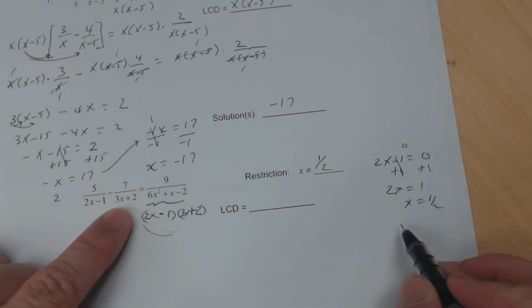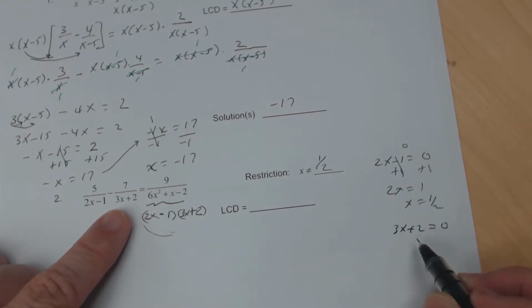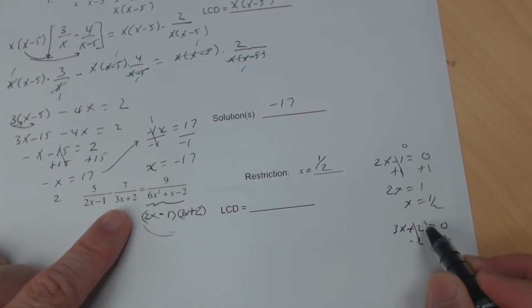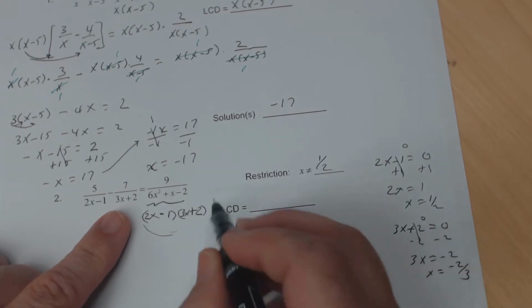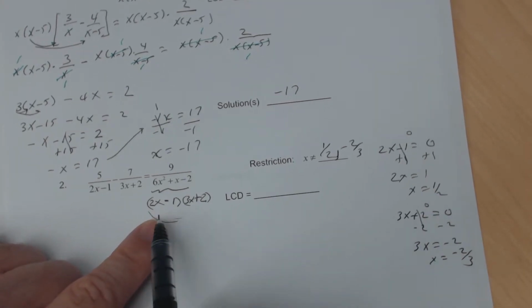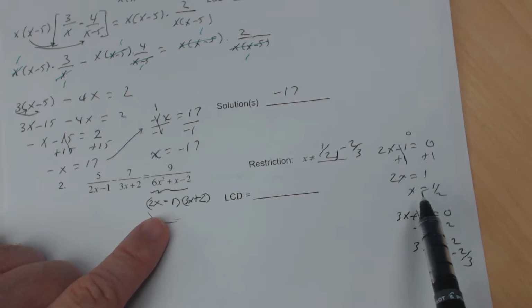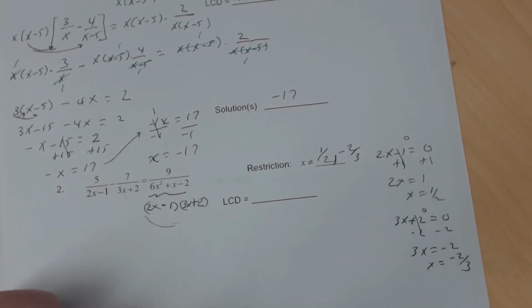My next factor I see is 3x plus 2. I want to find out where that is 0. All right, so I solve that linear equation. Combine like terms, subtract 2 from both sides. I get 3x equals a negative 2, so x is a negative 2/3. So there's another restriction. I go to my next factor, 2x minus 1, I've already taken care of it. I go to my next factor, 3x plus 2, I've already taken care of it. So those are your 2 restrictions.